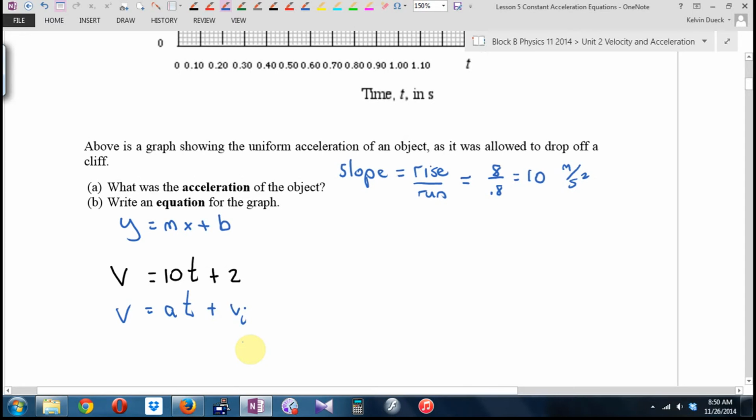Now, if that V is V initial, what would the left-hand V be then? Not my initial velocity. What's the opposite of initial? You guys learned a little bit of this in science. Final. This is going to be one of our big equations. Except for some reason, it's traditional to write it this way. Vf equals Vi plus At.